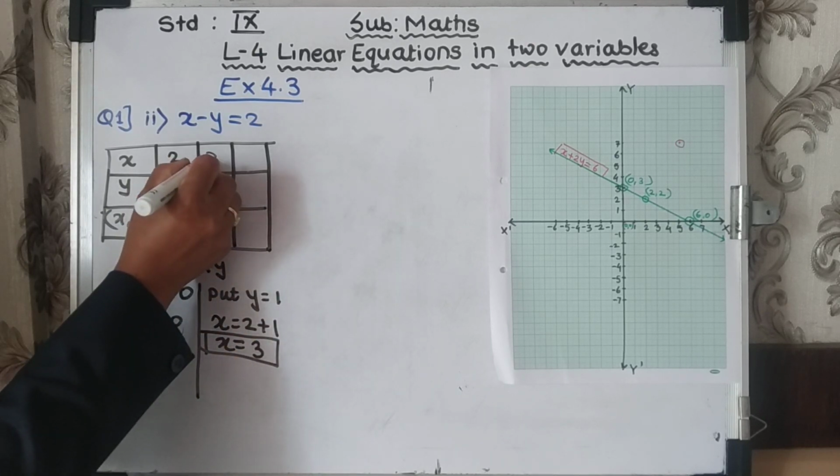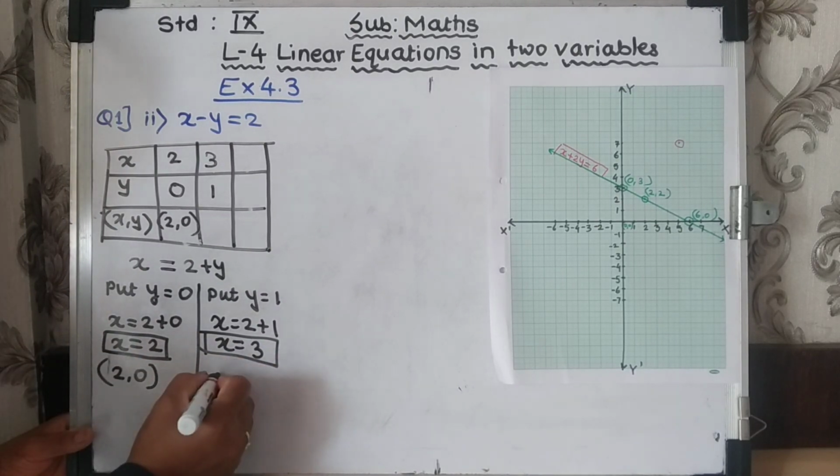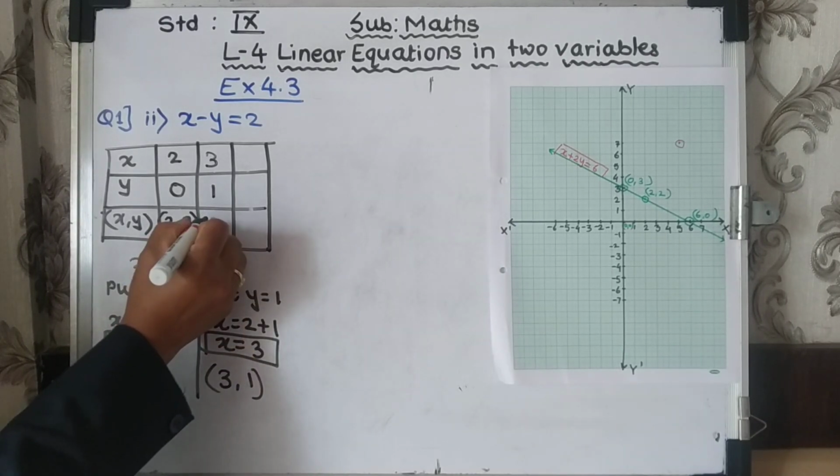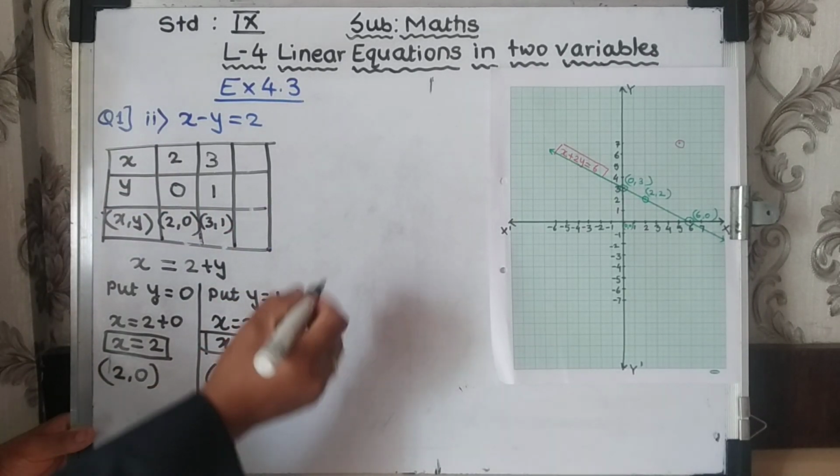So let us write here 3. When we put y is equal to 1, we have got 3 and 1. So we will write here 3 and 1. Then the third value we will find out.